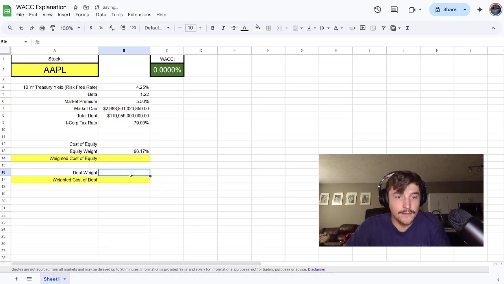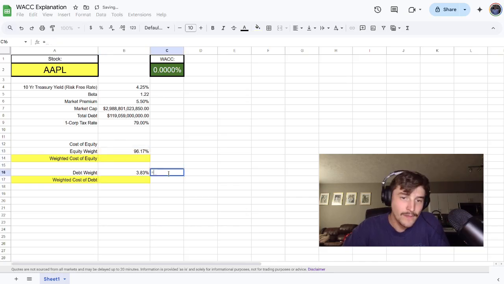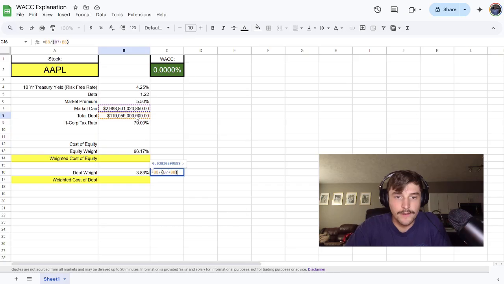Perfect. And then the debt weight is just going to be 1 minus that. Or if you really wanted to check it out, you just take the total debt, divide by market cap plus total debt, and you get the same number. Okay, now that that's over.